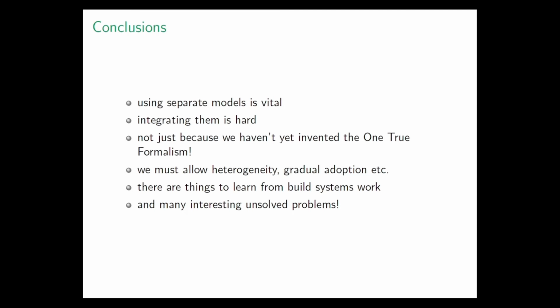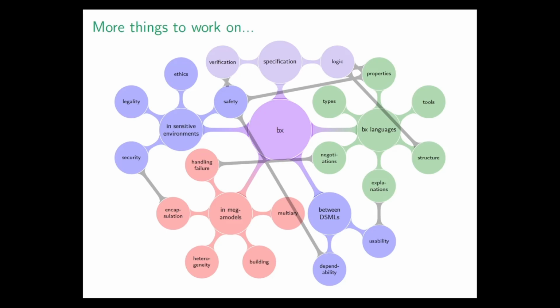So that heterogeneity is not an accidental temporary requirement. I think it's going to be something we have to deal with going forwards. I think there are important things to learn from how build systems work, and I think there are many interesting unsolved problems. Here are a few of them. Here are a few of the things that I could have talked about today, but mostly didn't.